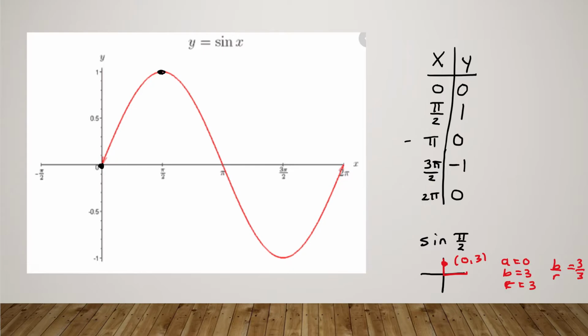The third point would be pi and 0. So that would be here. 3 pi over 2, negative 1. And finally 2 pi, 0. And we would connect those points, making a graph of the sine function. We talked about in class that this graph goes on forever in both directions, so it's not a complete graph that you're looking at right here, it's just a part of the graph.